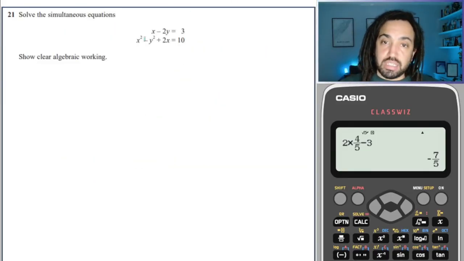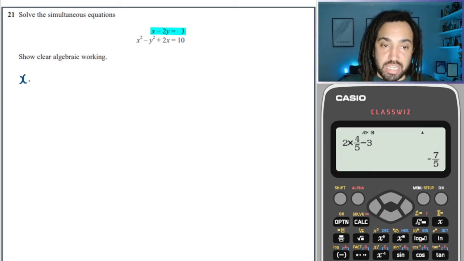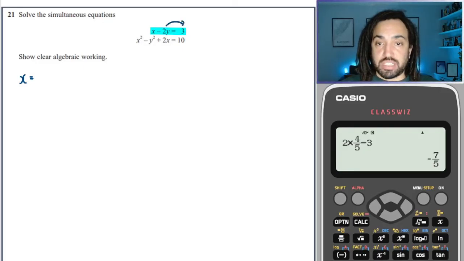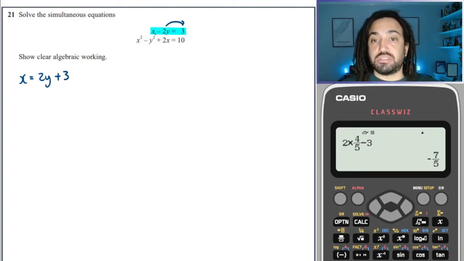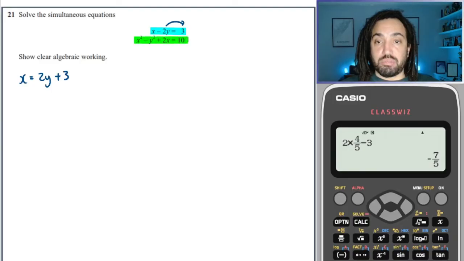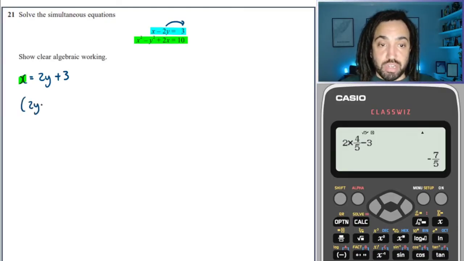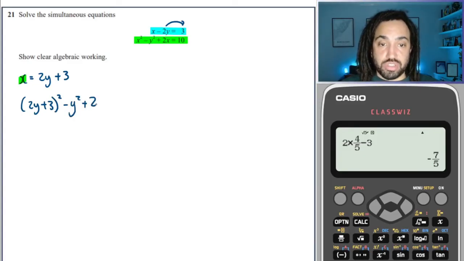Okay, here we go again. This one is the linear one. We want to make x or y the subject. It's easiest to make x the subject so we don't have to divide. So let's plus 2y to both sides to get x equals 2y plus 3. Yes, perfect. We then write out the quadratic one, but we replace any x's with 2y plus 3. So straight away we've got an x squared, so we write 2y plus 3 squared. Minus y squared, and then we've got plus 2x, so we write 2y plus 3, and that's equal to 10.